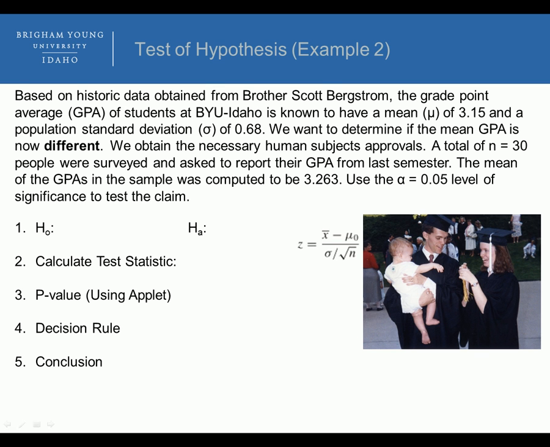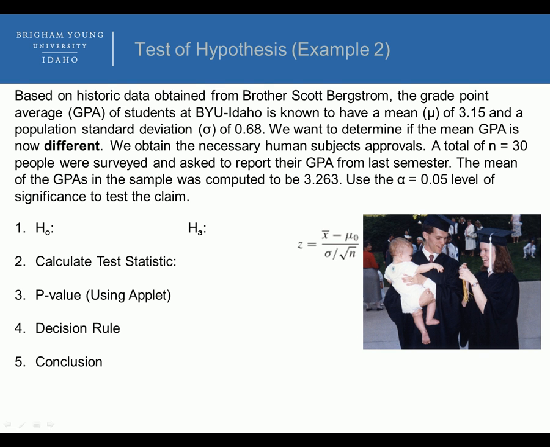So then I'm going to go to this next part here. A total of n equal to 30 people were surveyed and asked to report their GPA from last semester. The mean of the GPAs in the sample was computed to be 3.263. So use alpha equal to 0.05 level of significance to test this claim. Stop the video and go through these 5 steps to see if you can come up with the right results.